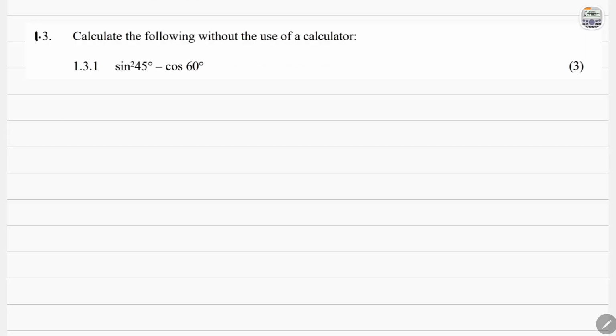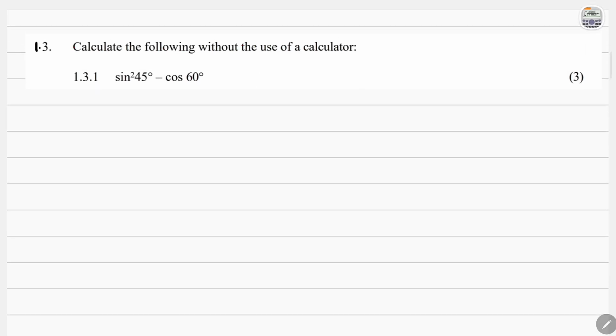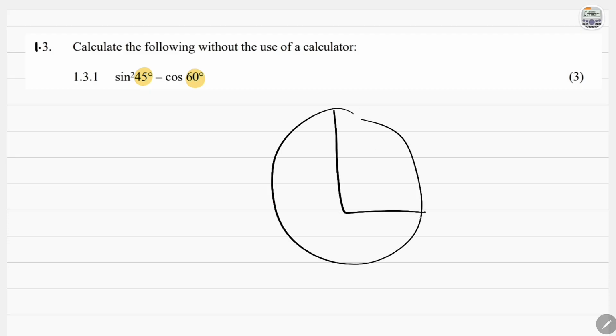Okay, that should be a 1.3. So question 1.3 says calculate the following without using a calculator. So 1.3.1, you can see the angles they're using here. They are using special angles. So you can either use your triangles, okay, your special triangles, or you can use that fan method.